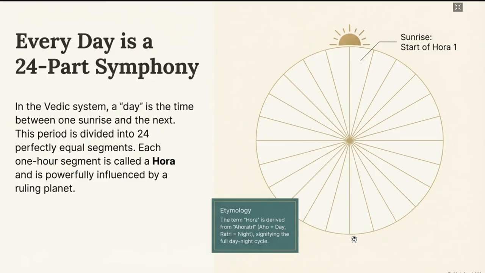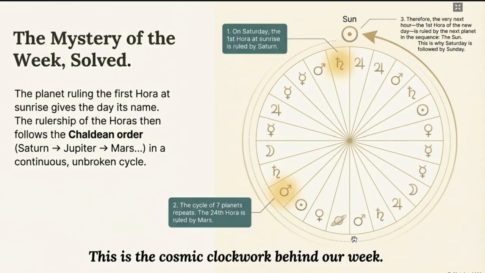One hour each. So 6 to 7 a.m. is 1 hora, 7 to 8 a.m. is another hora, 8 to 9 a.m. is the third hora. Like this we will have the horas. So we have divided this into Hora.